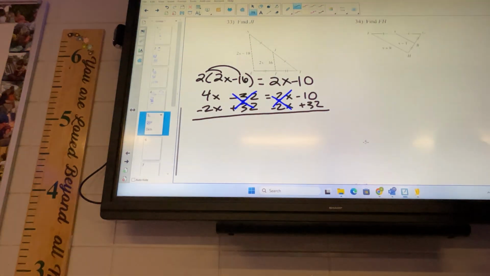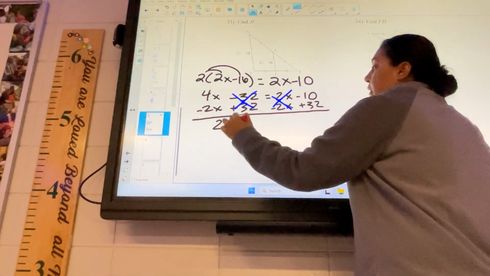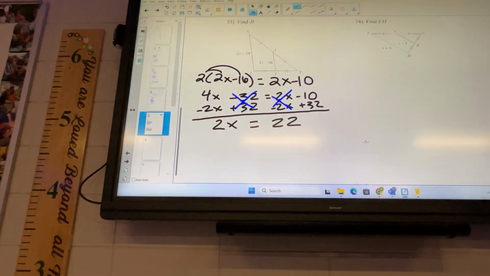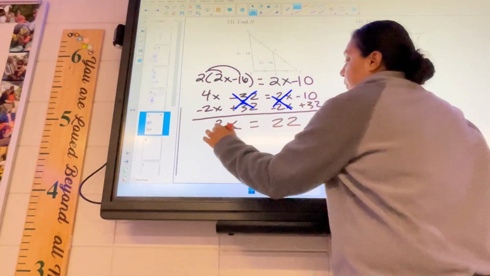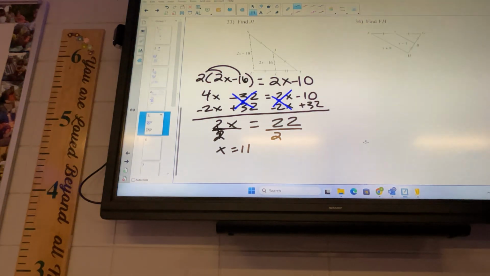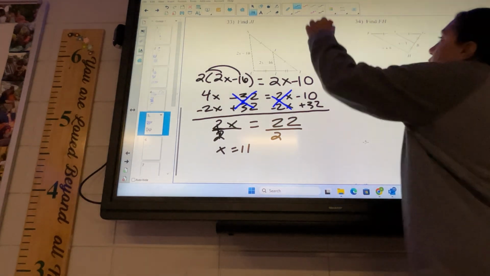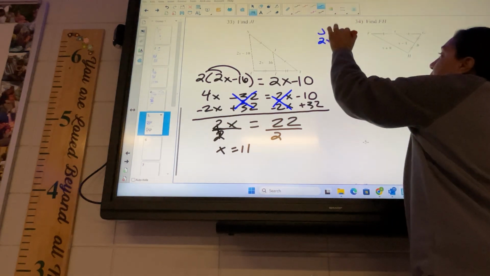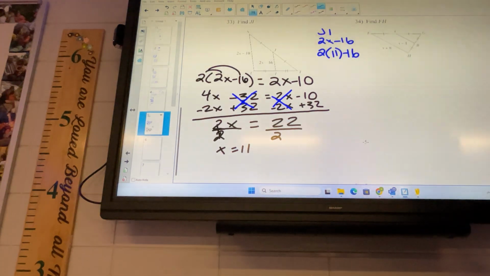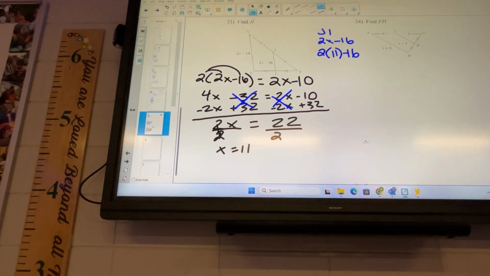Okay, so 4x minus 2x is 2x. Negative 10 plus 32 is 22. Divide by 2, we get 11. Which one is it asking us to find? Ji. Which one is Ji? 2x minus 16. So Ji is 2x minus 16. So it's really going to look like 2 parentheses 11 minus 16. 6. 6? Yes. Okay.